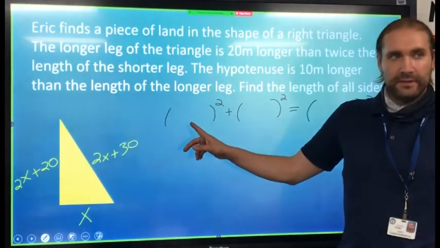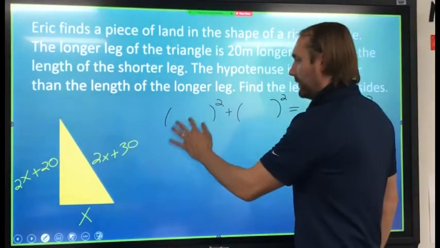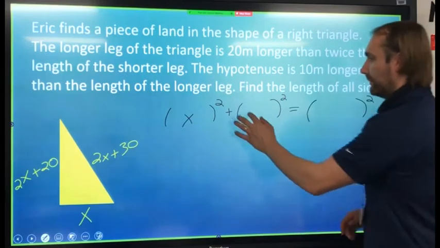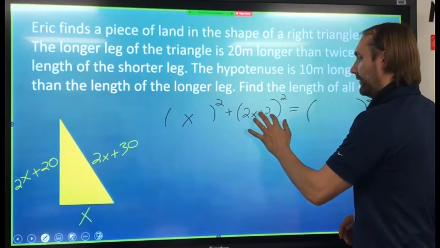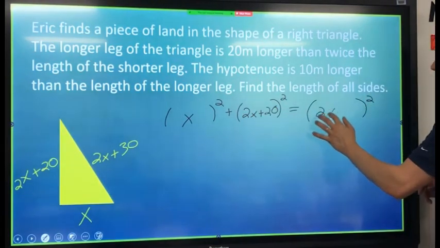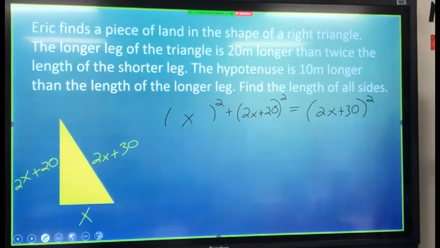What should I use for A? X. What should I use for B? 2x plus 20. What should I use for C? 2x plus 30. Now we just need to solve for x.